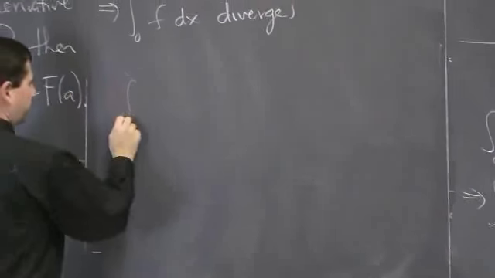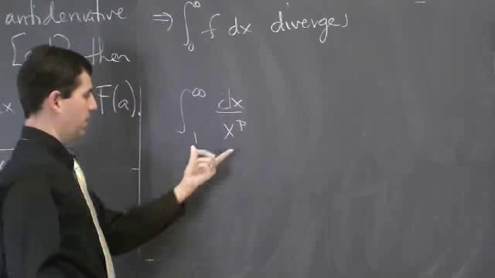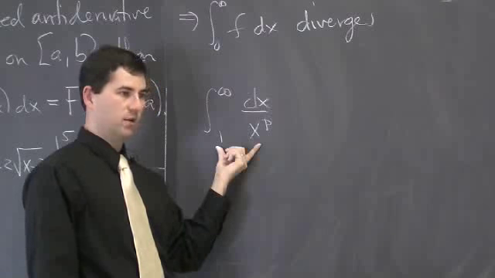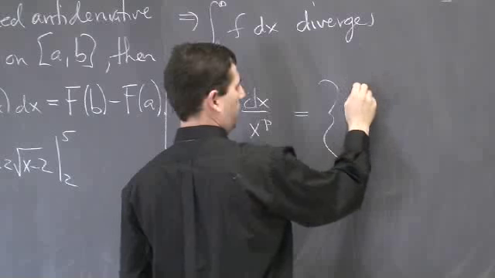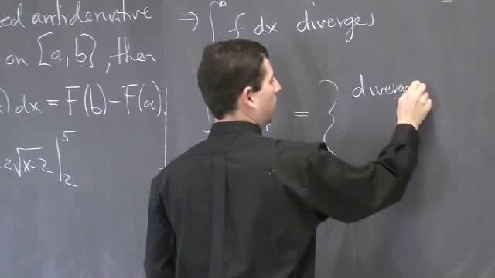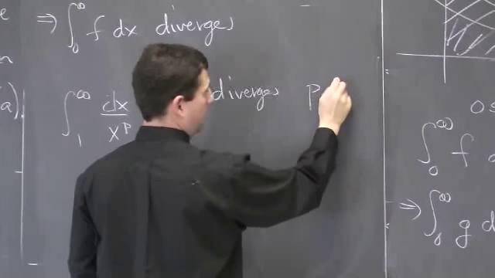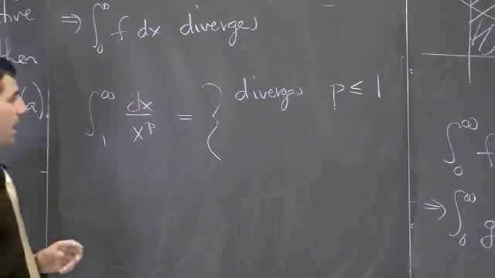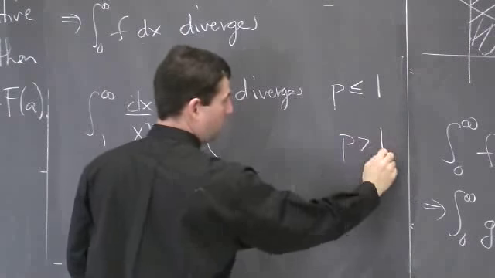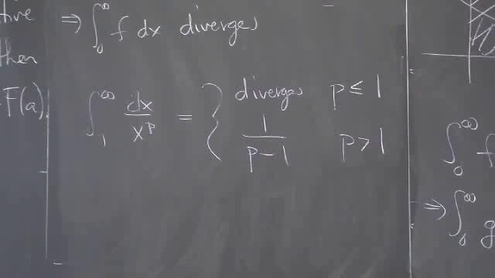Now, I said earlier, not earlier today, but yesterday or the day before, that we wanted to know certain things. Remember we computed this? We decided when this would converge or diverge. We showed that it diverges when p is less than or equal to 1, and it converged when p was greater than 1, and it converged actually to 1 over p minus 1. We did show this, didn't we?